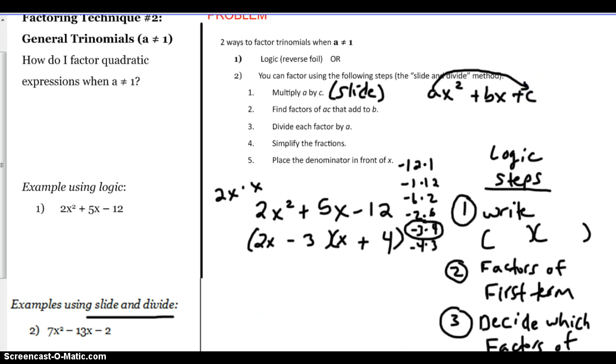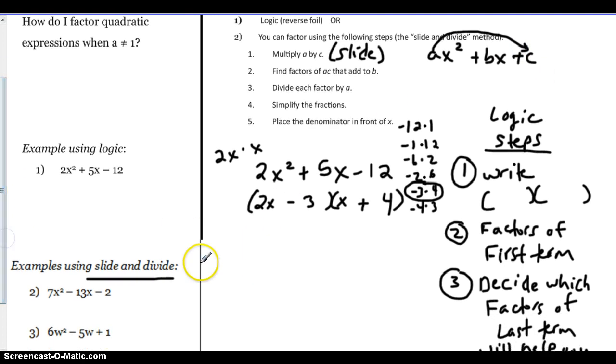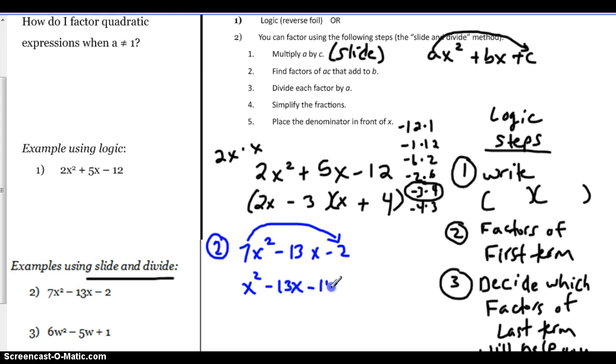So let's start the first problem using that first step. Number 2, and the problem is 7x squared minus 13x minus 2. Our first step with the slide and divide method is to slide. We're going to multiply this 7 times the negative 2. So 7 times negative 2 is negative 14. It slides over there and multiplies. Now we're finding 2 factors, and we're back to where a is 1, and that makes it a lot easier.